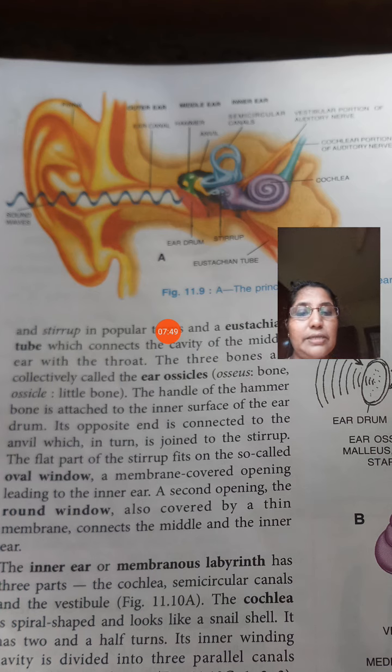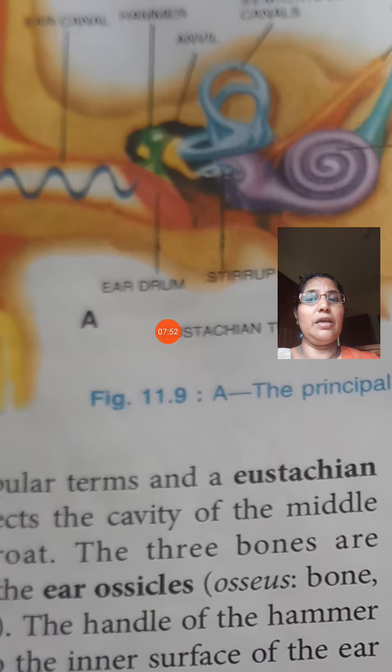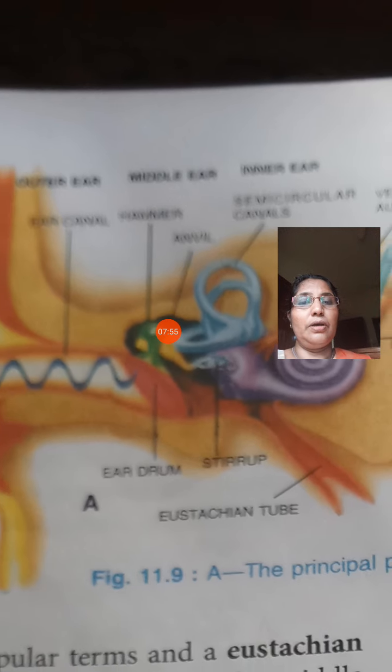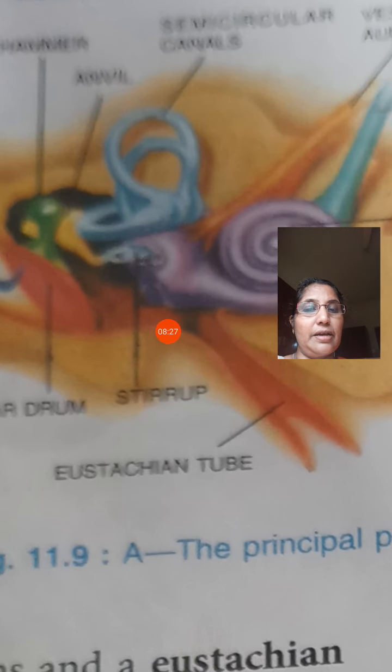Then again you can see that 3 bones: the malleus, marked here in green, the incus in the middle, and in blue color the last bone is the stapes. Malleus, incus, stapes. The stapes' common name is stirrup. Anvil, here you can see the 3 bones are connected like a chain and it is touching the inner ear.